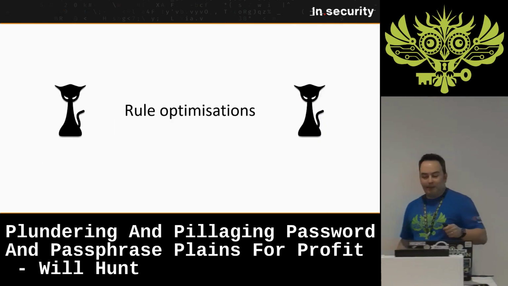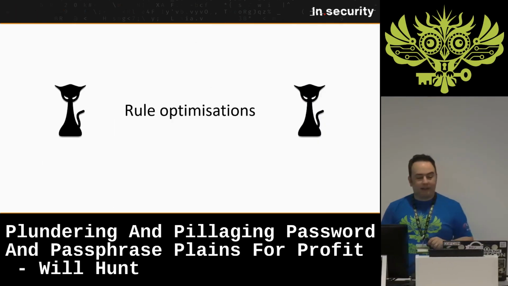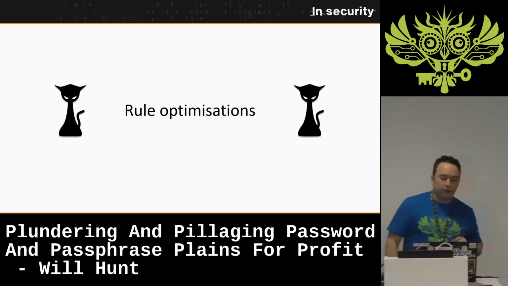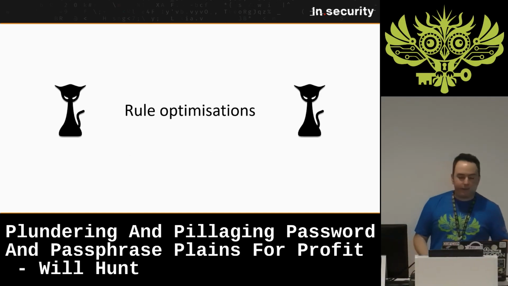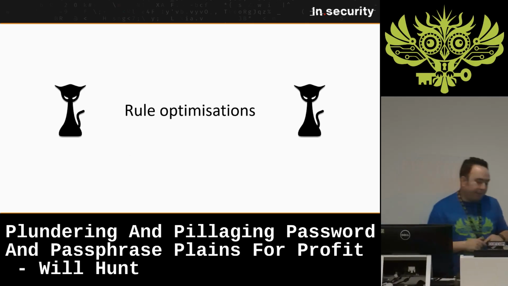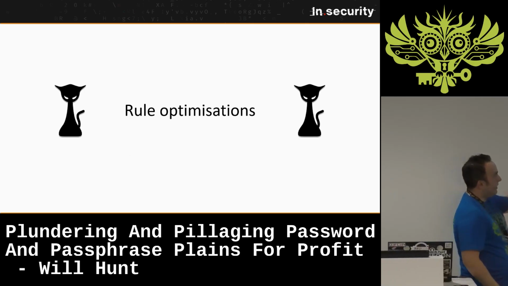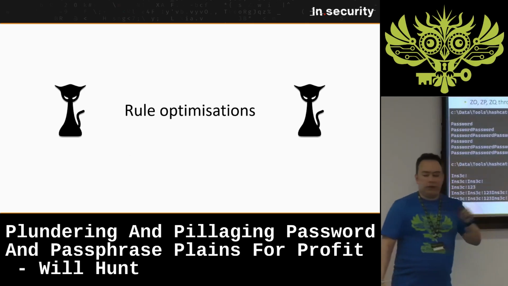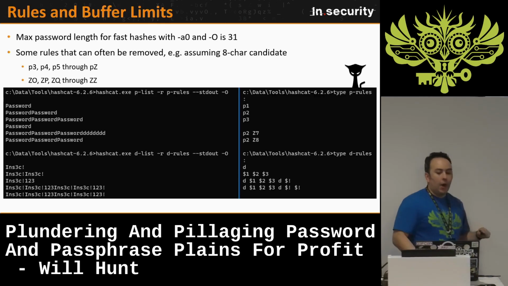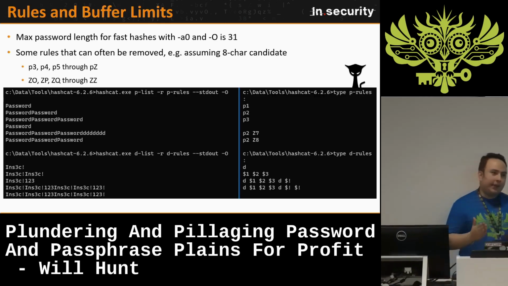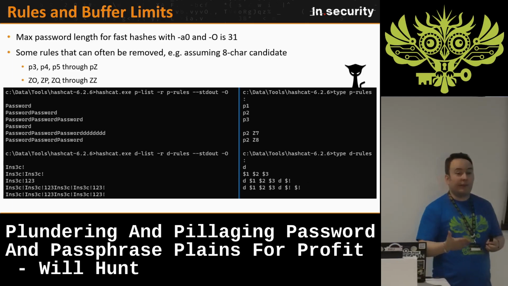Rule optimizations. Okay, let's move away from attacks now. The maximum password length for fast hashes in dictionary mode is 31, with optimized kernels. So there are some rules that we can remove, because if you're guessing passwords at speed, you're going to generate candidates that are above 31 characters, and they're going to result in no operations.